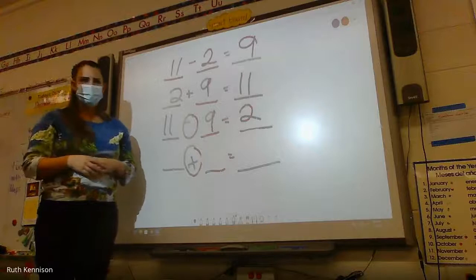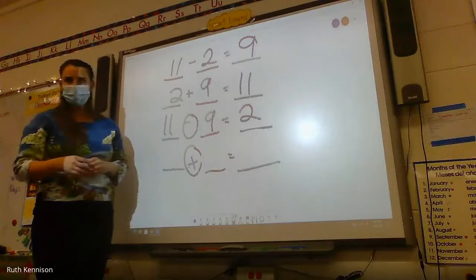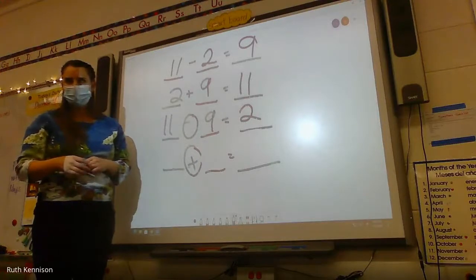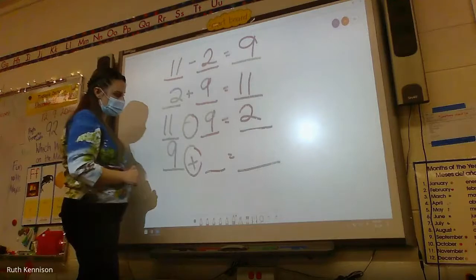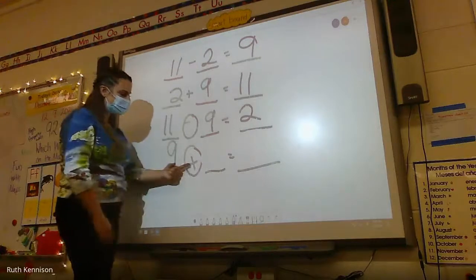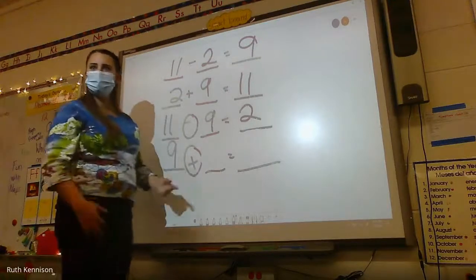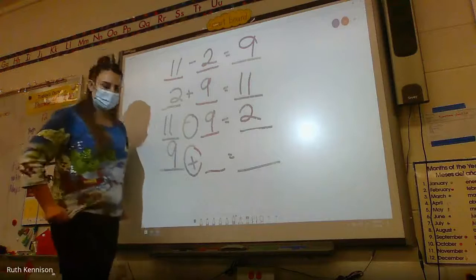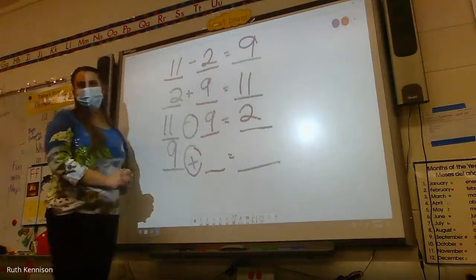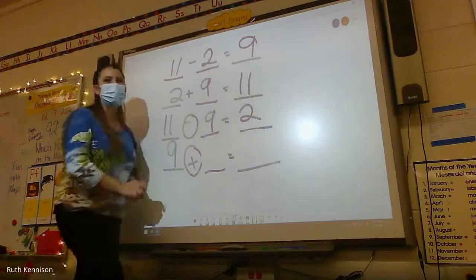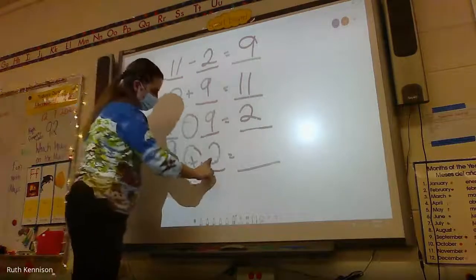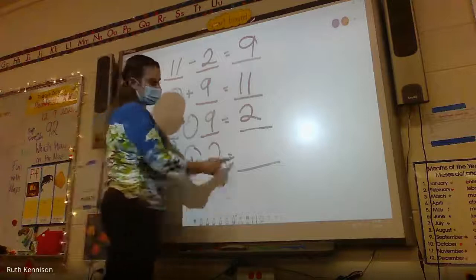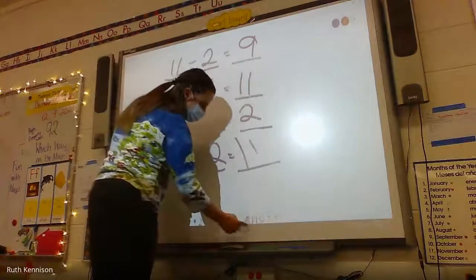Danny? We don't have an equal sign. What's this? Plus 11. And then 11. Okay. Very good.